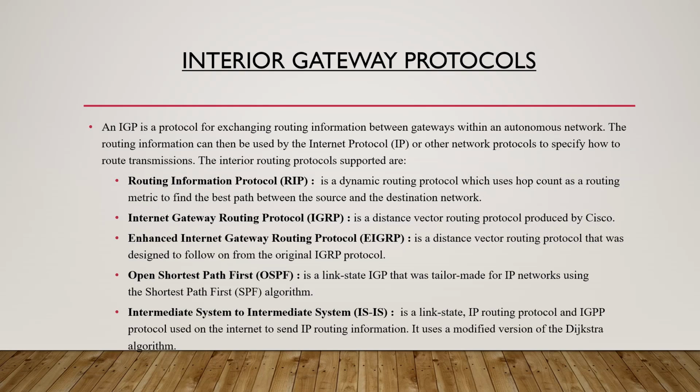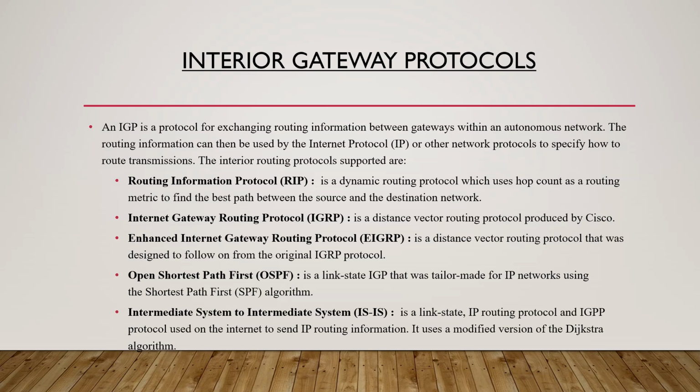So what is an interior gateway protocol? An IGP, that is an interior gateway protocol, is a protocol for exchanging routing information between the gateways within an autonomous network. So the data or the information is exchanged between the gateways within an autonomous network. The routing information can be used by the IP or other network to specify how the routing goes or how transmission occurs.